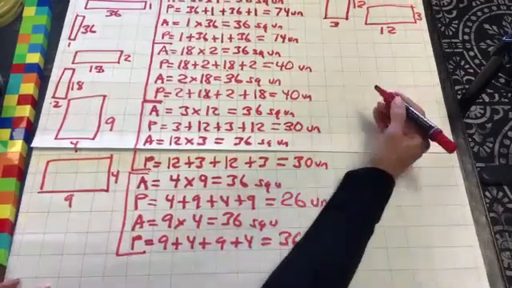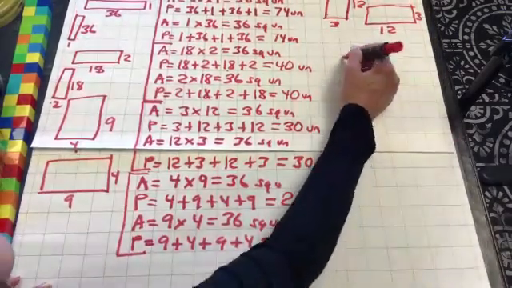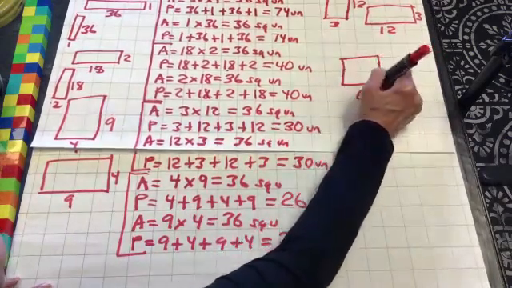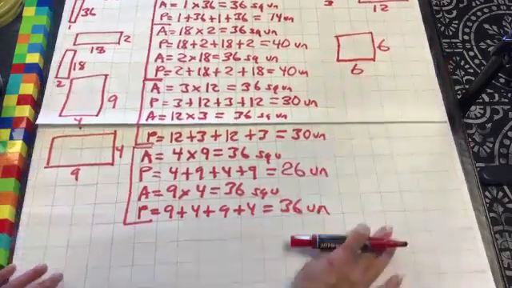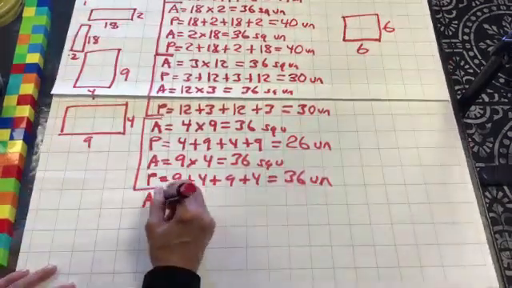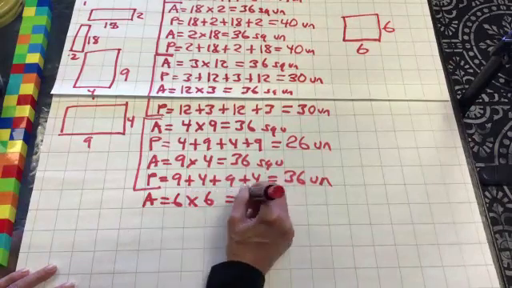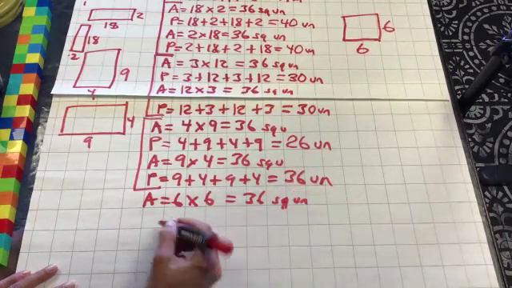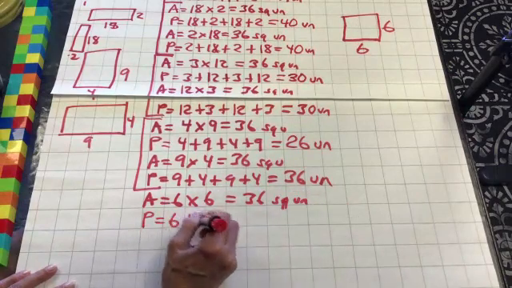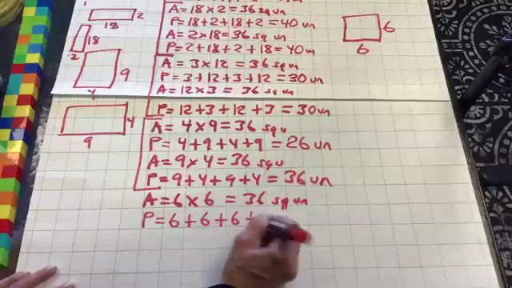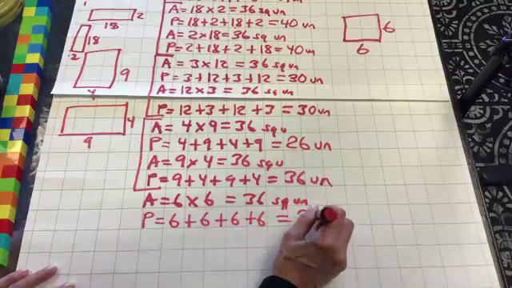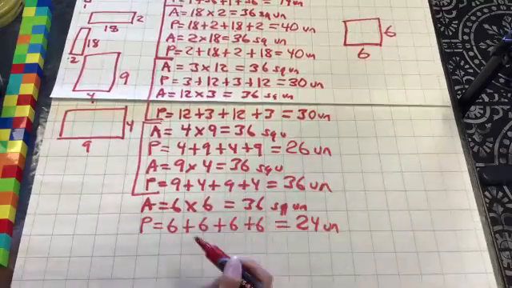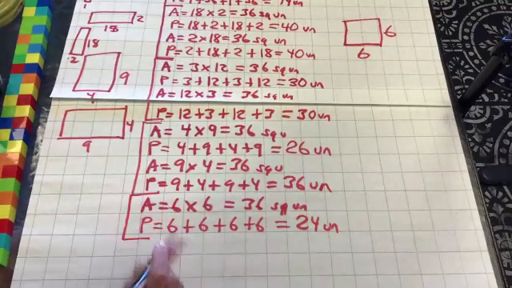Now let's go on to 6 by 6. So a 6 by 6 would look like this, a perfect square, 6 by 6. And we would write that area 6 times 6 equals 36 square units. And the perimeter would be 6 plus 6 plus 6 plus 6, which is 4 sixes, is 24 units. And we don't have to draw that one again or write anymore because it would just be 6 times 6. So that was an easy factor.